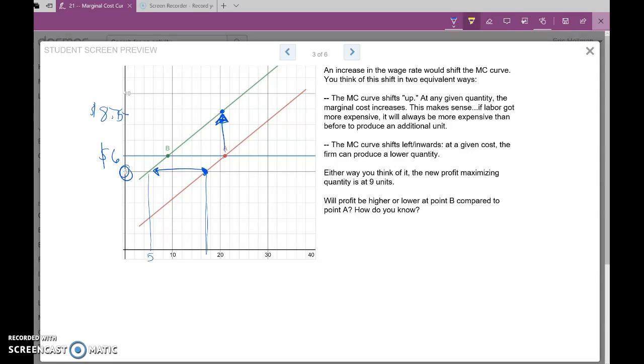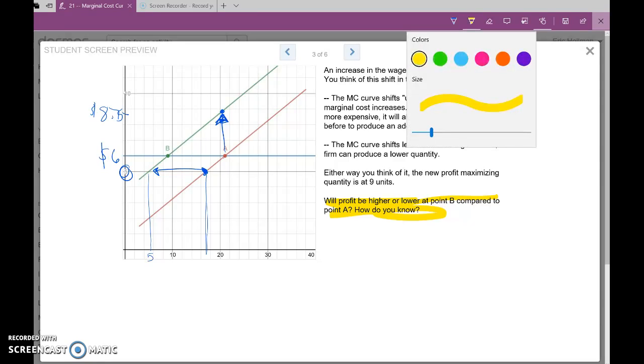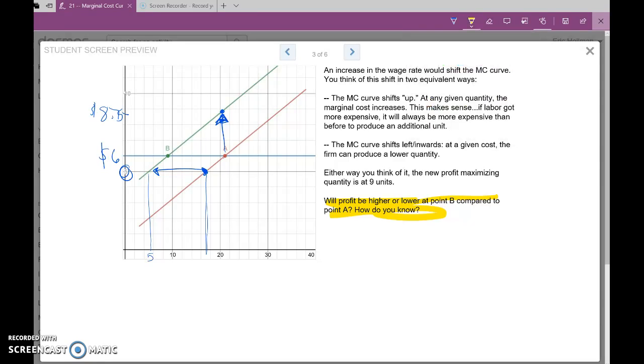Okay, so there's a question down here. Will profits be higher or lower at point B compared to point A? So if you think about this, the price per unit that we're getting hasn't changed. The price per unit is still $6, but we're producing fewer items. So we've shifted to the left. If we are still getting the same price per unit and we are producing fewer units, our profit will be smaller. So profit will go down.